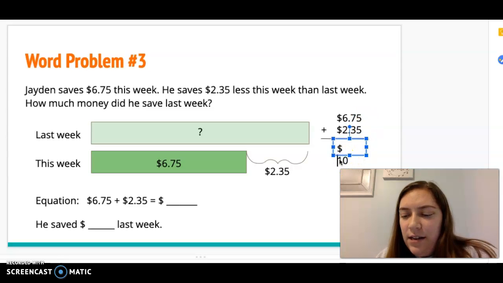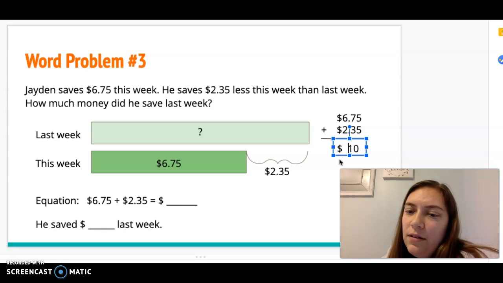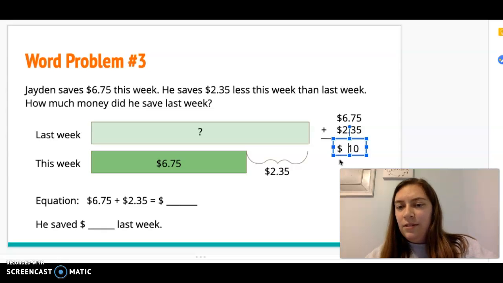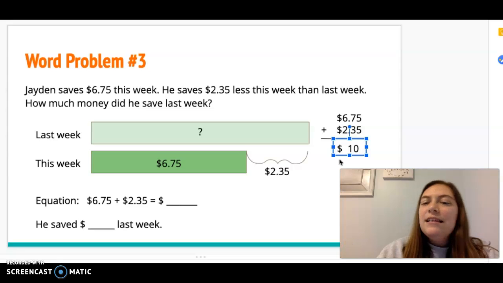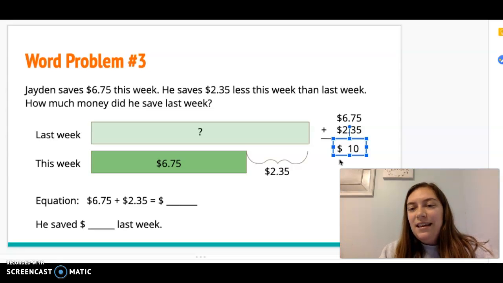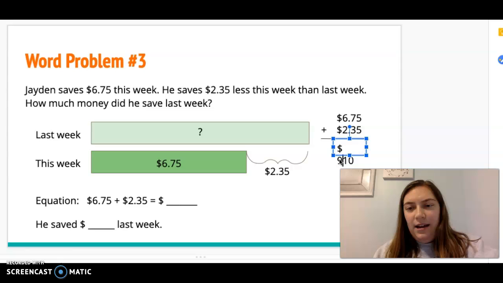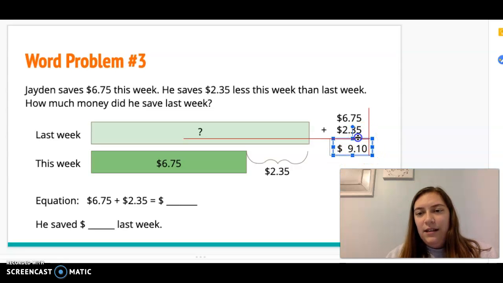It's hard to write in text boxes. Okay. So I did 5 plus 5 is 10, carry my 1. 7 plus 1 is 8. 9, 10, 11, carry my 1. 6 plus 1 is 7. 8, 9. So I have $9.10.